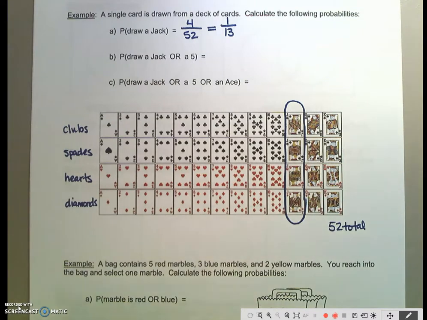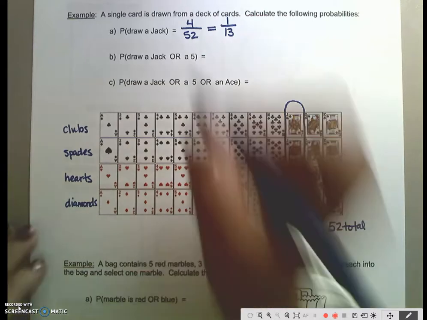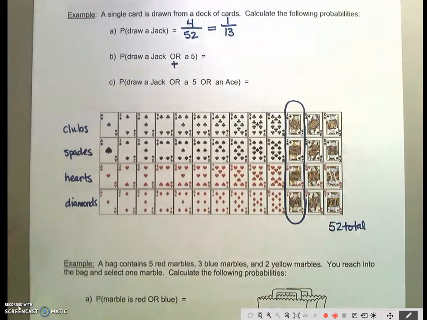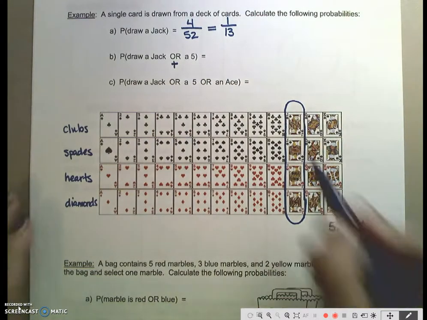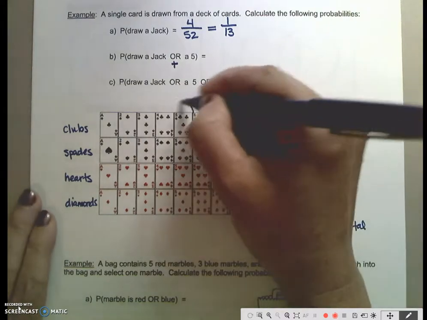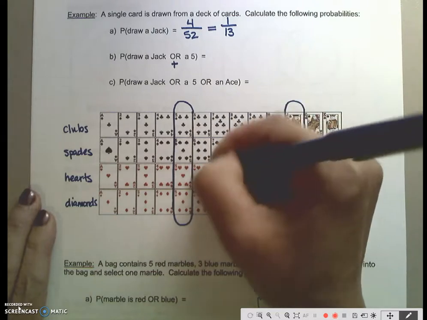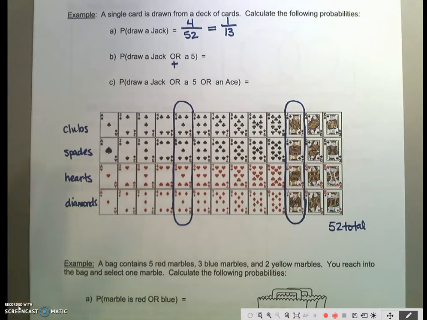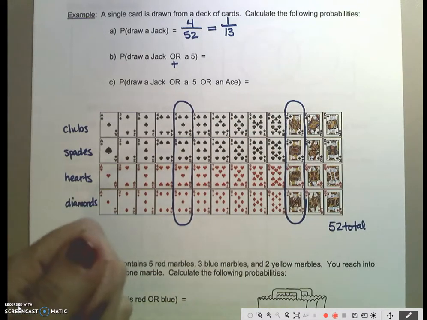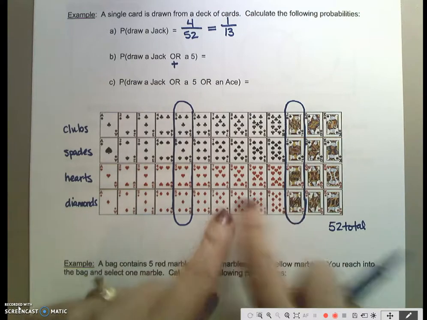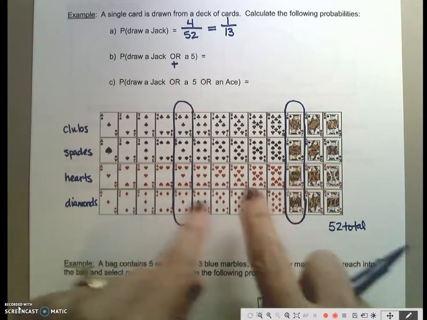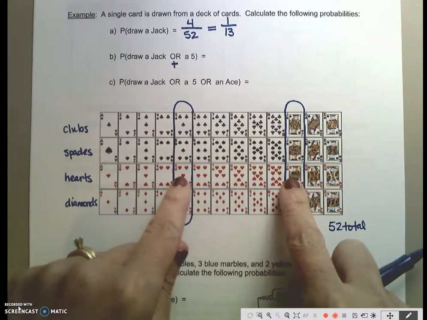Now I want to know, what's the probability I draw a jack or a 5? And when you see that or, you're like, oh, I know what's going to happen. I'm going to have to add. Now, when I draw the little bubbles around here, do you see that my bubbles didn't overlap? That's because you cannot have a card that has a jack and a 5 on it at the same time. It's not possible. They're disjoint. And you can see when you draw the bubbles, it's disjoint.